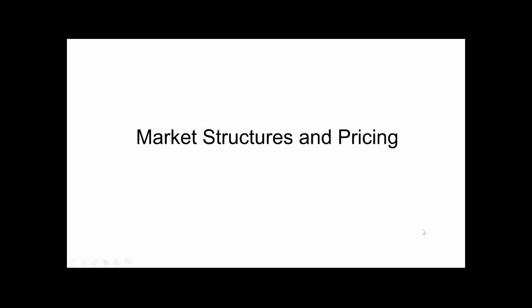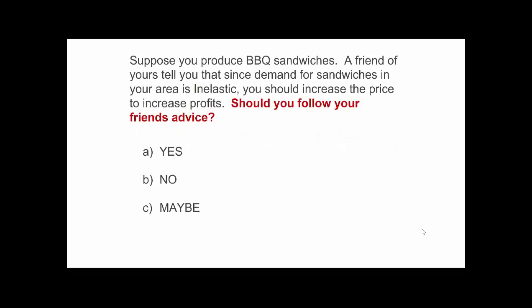Now that we know how the firm maximizes profits, let's focus on the marginal revenue side and see what the impact is of the industry that the firm operates in on the marginal revenue. So let's start again with a question.